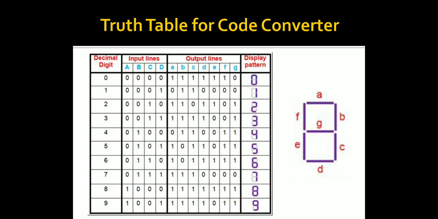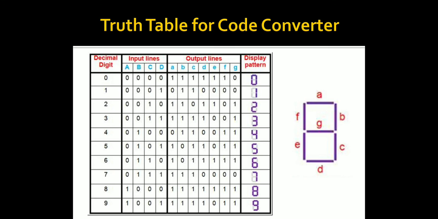Now, we have 4 inputs and 7 outputs. With this truth table, we will draw the algebraic expression for each and every output line, that means from small a to small g, and we represent it by the summation of the minterm numbers at the places where there is 1, and at the places where it is 0, we are not going to record them.